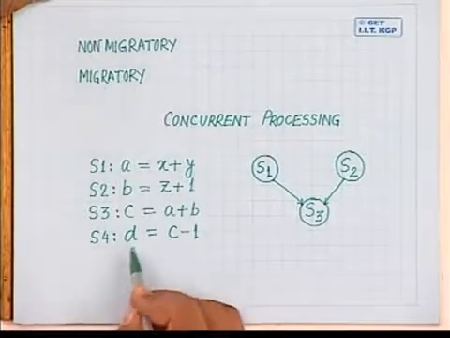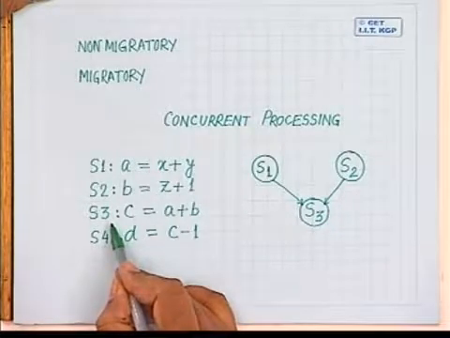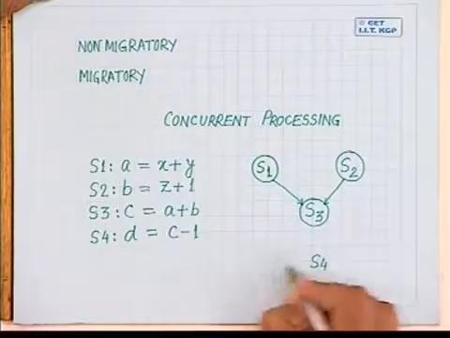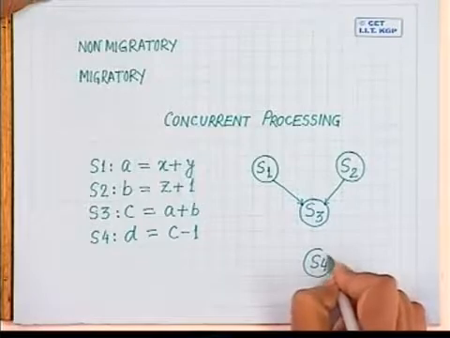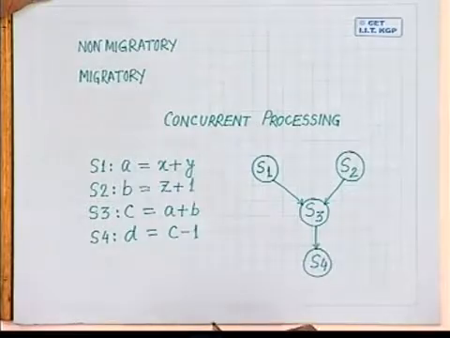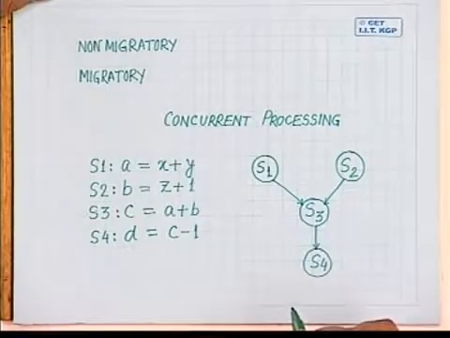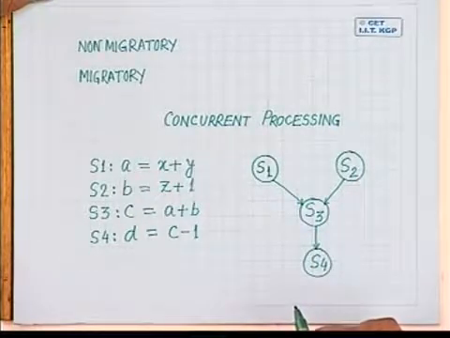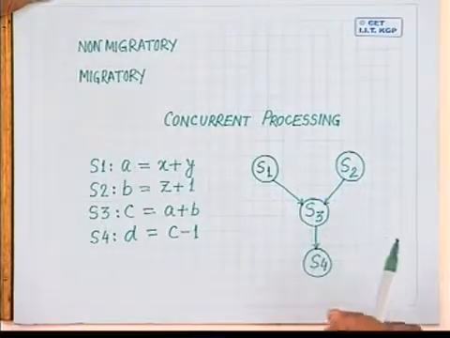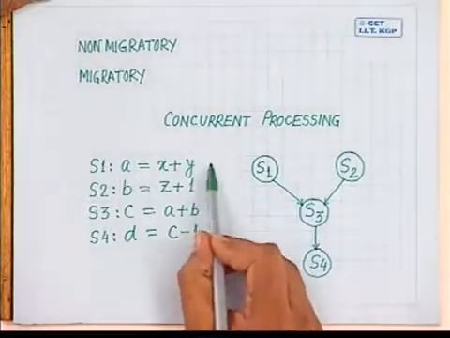So I put it in the form of a directed graph like this. Similarly, S4 has to be computed after S3 is complete. So I put S4 as another node in the graph, and I have to have a directed edge from S3 to S4, indicating that S4 can be computed only after completion of S3, not before that. So I get a graphical representation which tells me the dependency among the different statements within a program segment like this.